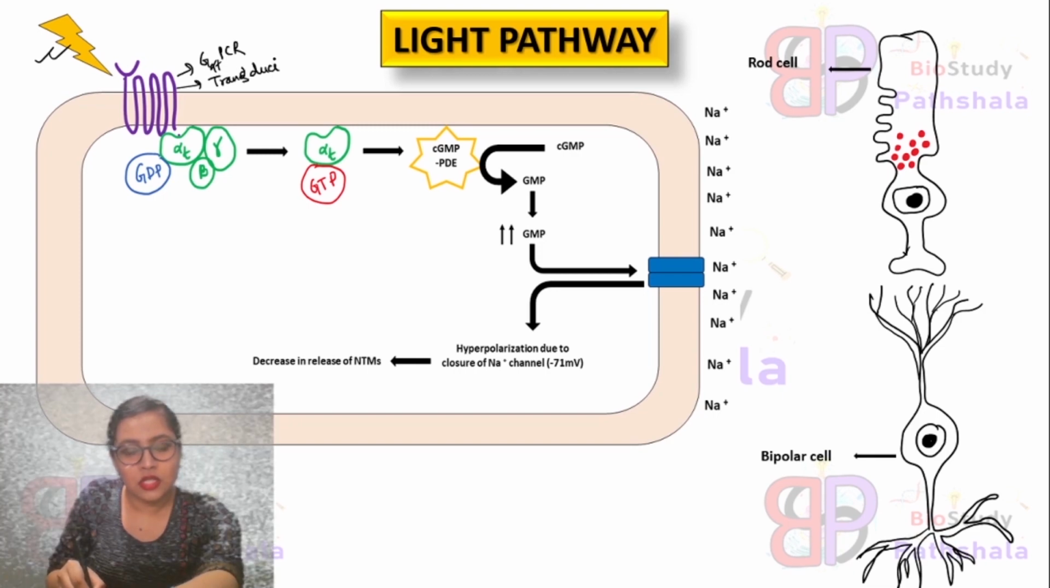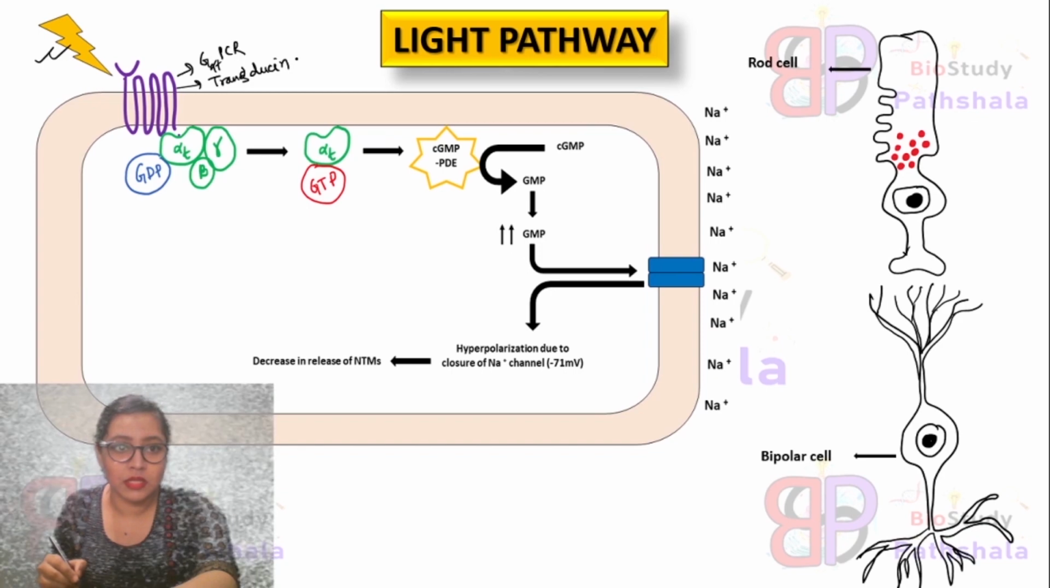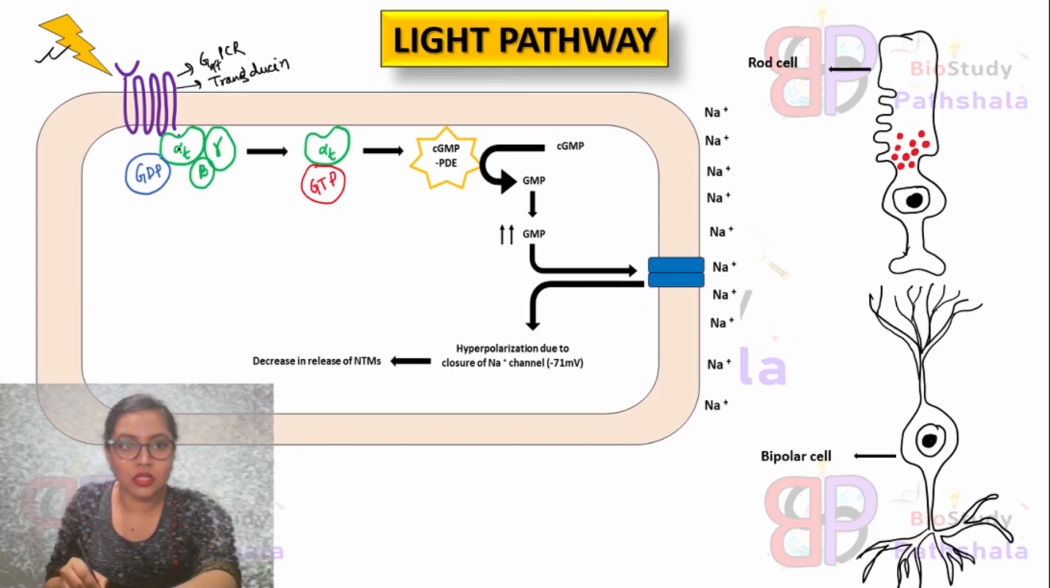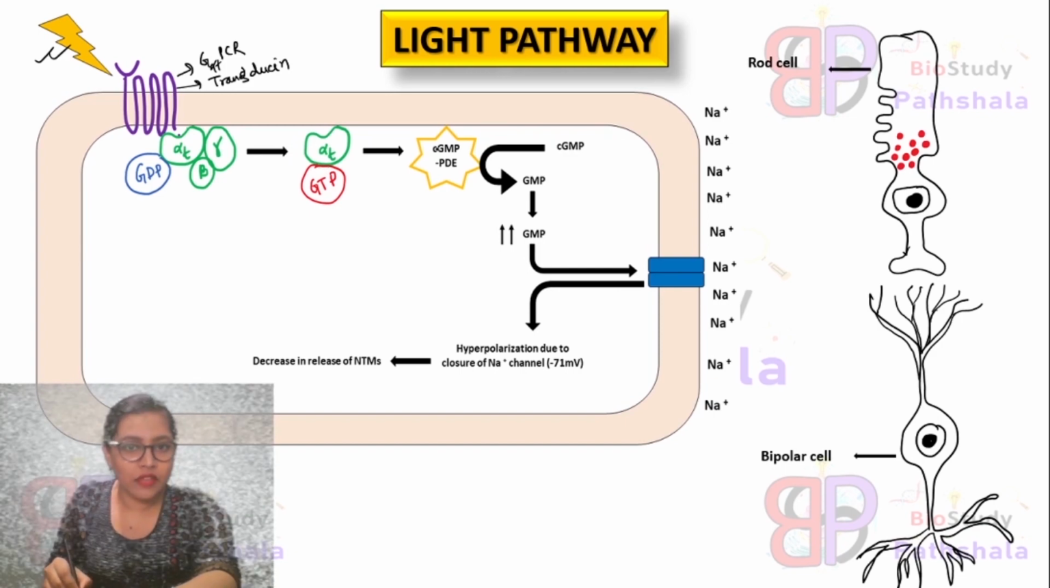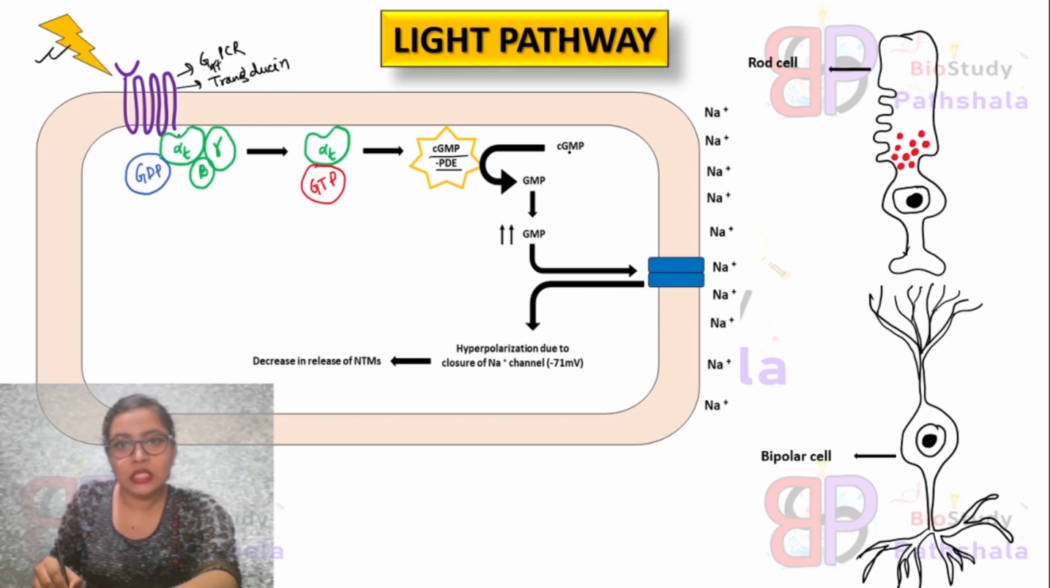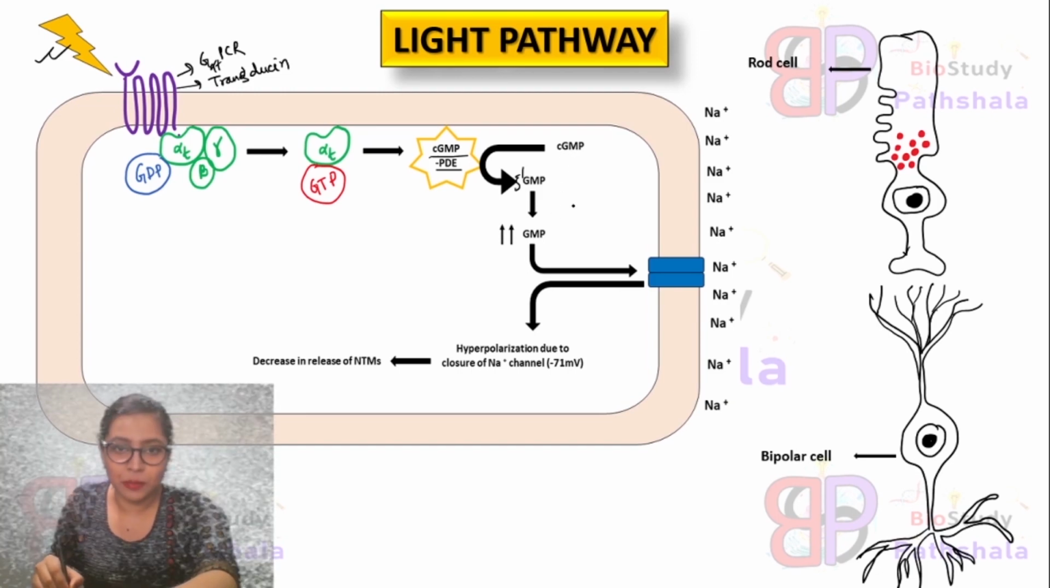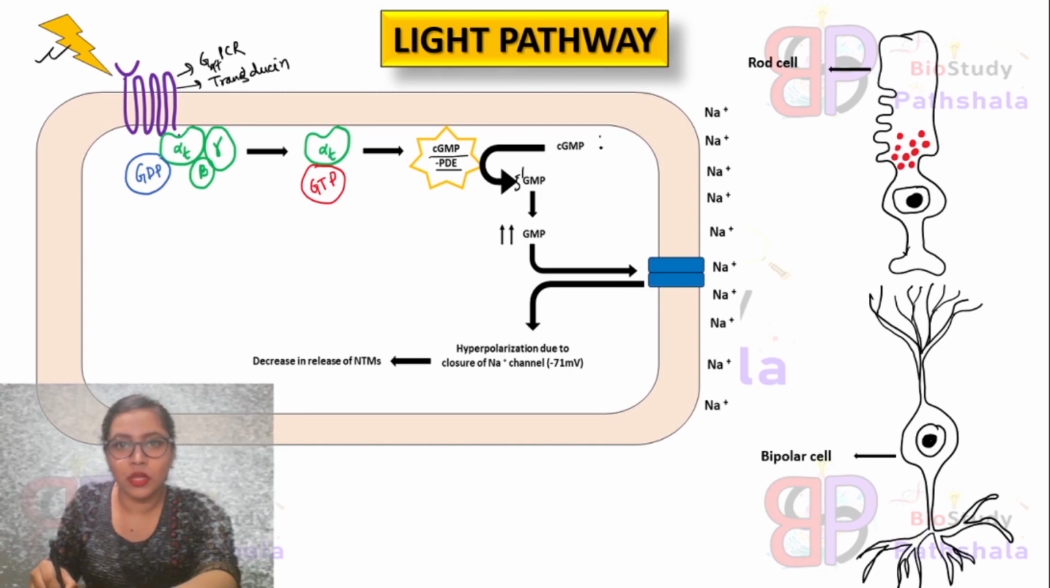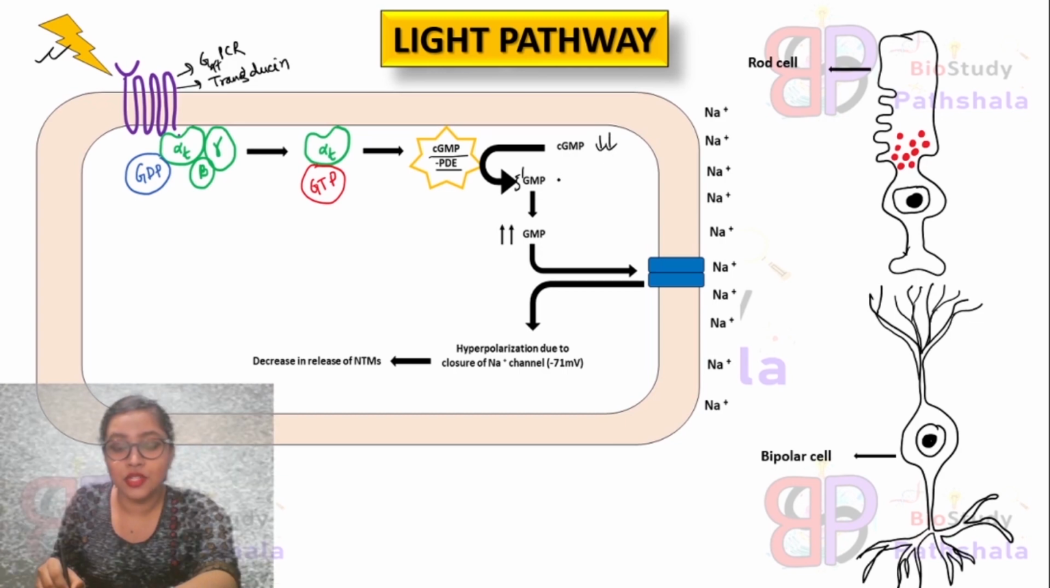This transducin, after absorbing the light, becomes activated. The activated transducin converts the alpha GDP bound state into the alpha GTP bound state, and the activated alpha T GTP complex further activates the effector molecule, which here is cGMP PDE. This activated cGMP PDE results in the formation of 5' GMP from cyclic GMP. So the concentration of cyclic GMP will decrease inside the cell, while the concentration of 5' GMP will increase inside the cell.